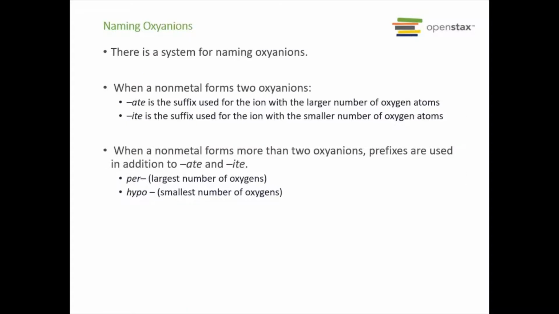We do have systems for naming them. So when you have a non-metal that forms 2 different oxyanions, that means with oxygen, right? The -ate suffix is used for the ion that has the larger number of oxygens. -ite is used when you have the smaller number of oxygens. I don't expect you guys to just be able to look and guess right away, because honestly, there's no good way of naming these different ions. It's a pain in the butt. Your best way is to memorize the formulas and the names of the ions.